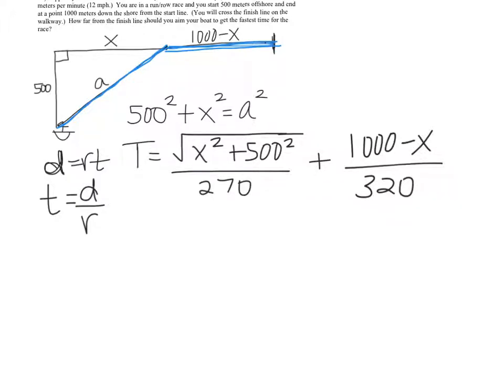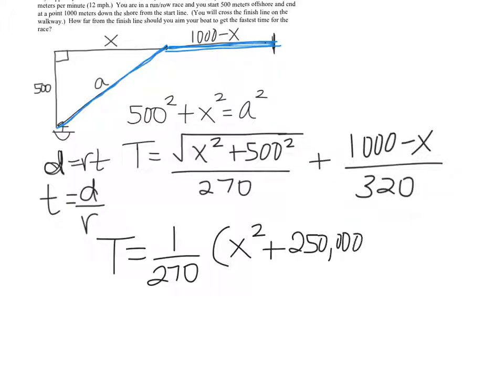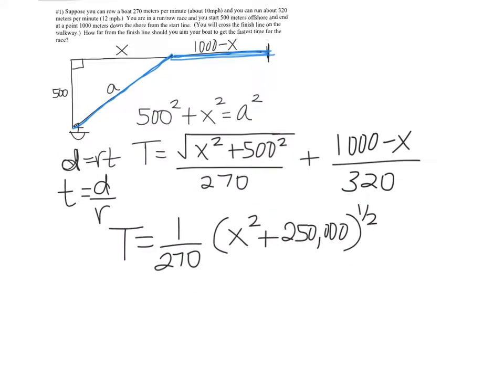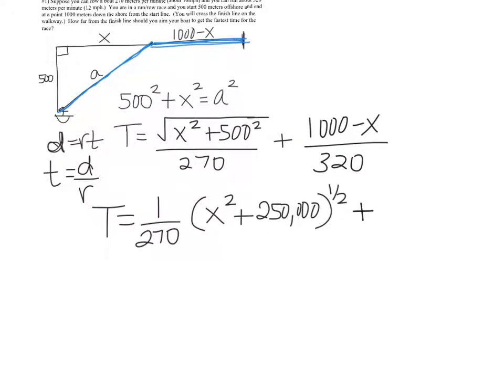Watch. This is not going to be quotient rule. People look at this. You want to rewrite this like this. Time equals, this is a constant, 1 over 270 times x squared plus 500 squared. We can rewrite that as 250,000 to the 1/2. Plus, over here, this is going to be 1,000 over 320 minus 1 over 320 times x. I did that so that I can take the derivative. It's going to be a lot easier to take the derivative of all this when it's written like this.